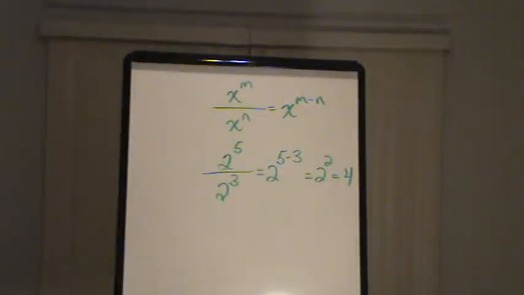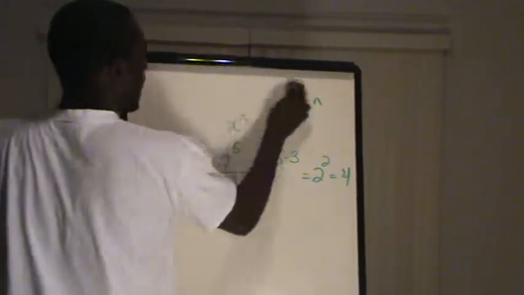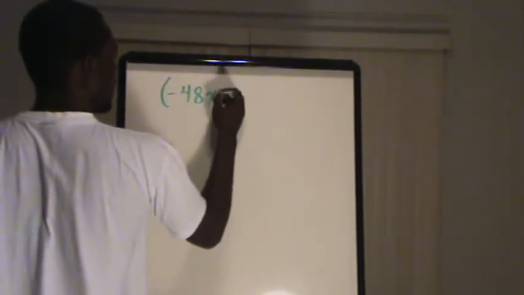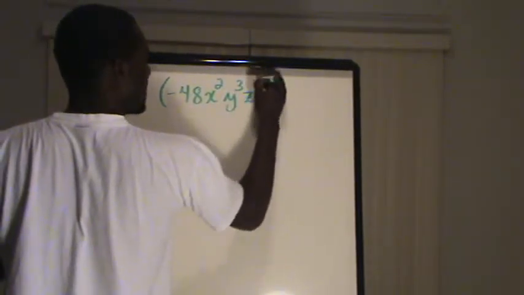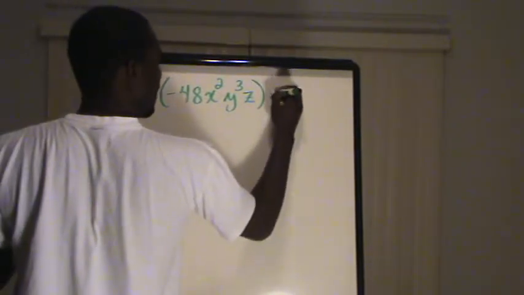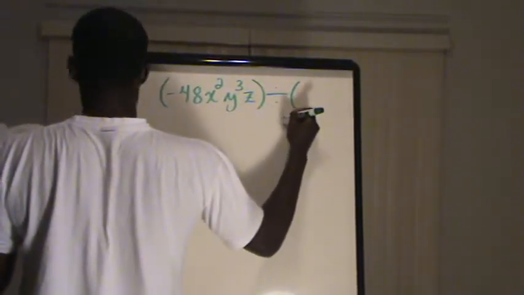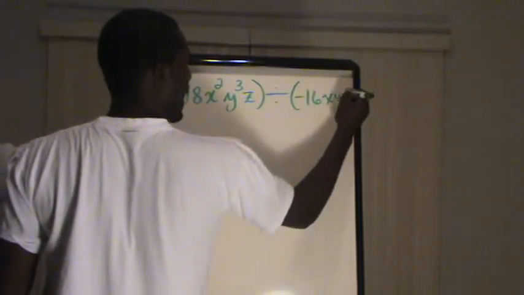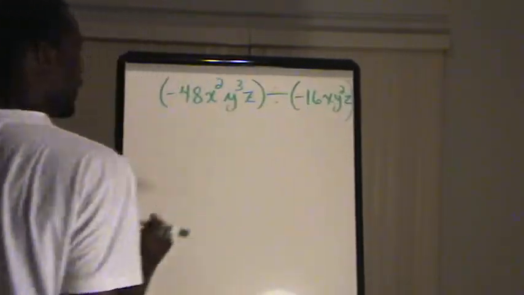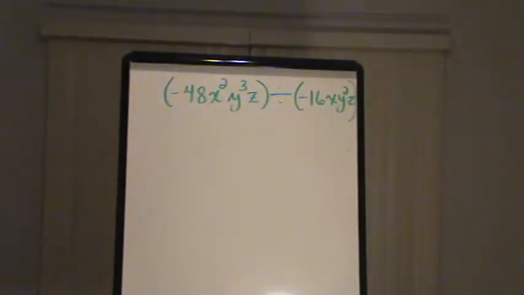So for our first example, let's take a look at two monomials that we want to divide. The first of which says negative 48x squared y cubed z, and this is divided by negative 16xy squared z, and I apologize for the board there, I'm running out of space.